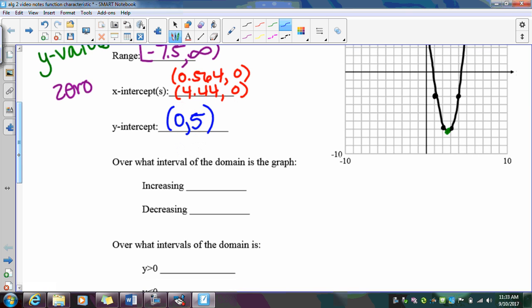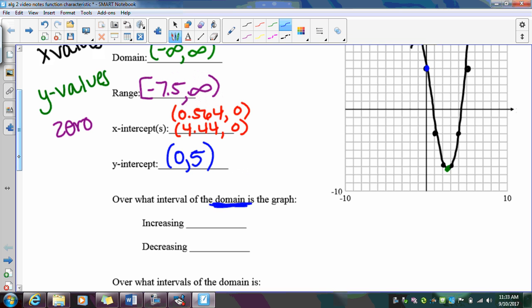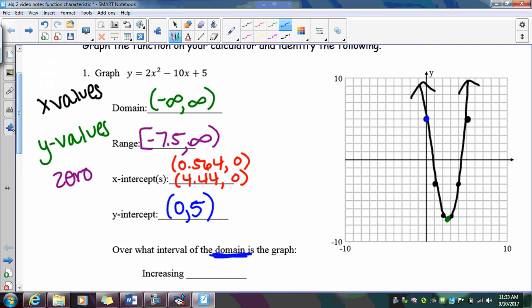The next part: over what interval of the domain, so that means I'm looking at the x values to get the interval, is the graph increasing and decreasing? So let's take a look at this graph. If I draw a line through my minimum called the axis of symmetry, it divides the graph into two sections, one section where it's increasing, the other where it's decreasing. So I'm going to start labeling from left to right. We read, as x is getting bigger, y is getting smaller. So this section of the graph is my decreasing section, and then on the other side of the axis of symmetry, as x is getting bigger, y is getting bigger. So that section is where it is increasing.